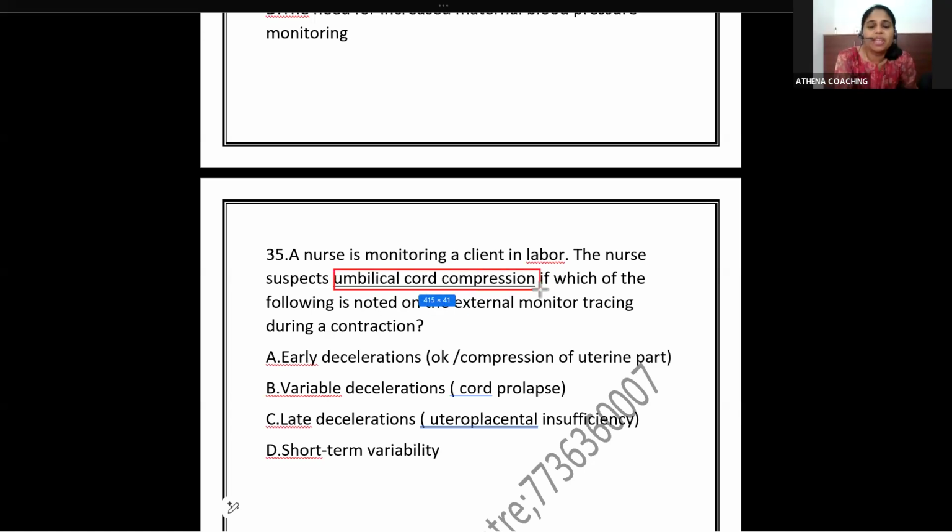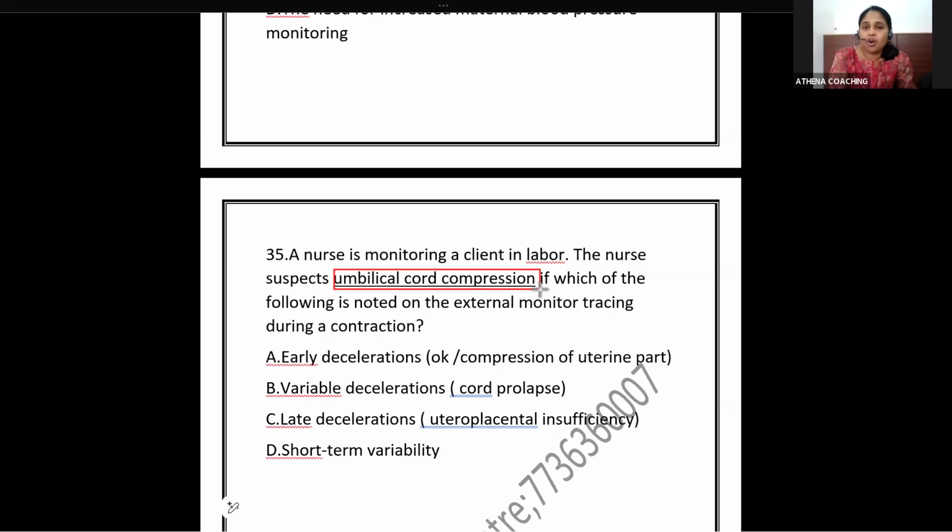Okay, first let's look at what umbilical cord compression is. The umbilical cord is protruding out, and when the fetal head moves down, it may compress the umbilical cord. That is, the umbilical cord moves through the internal os or cervix and comes out, and the fetal head compresses it.